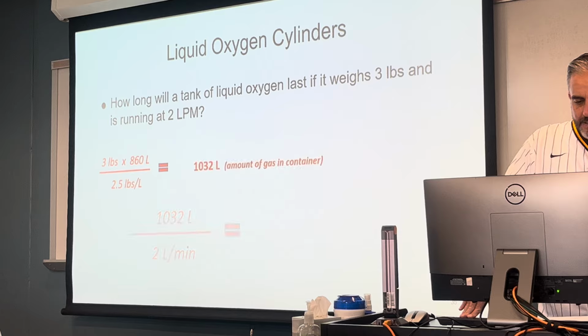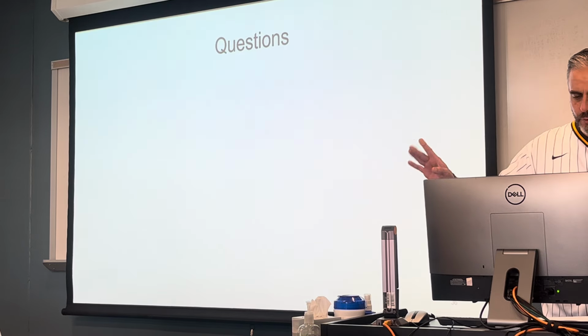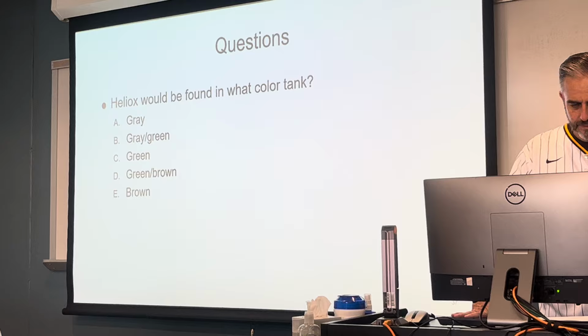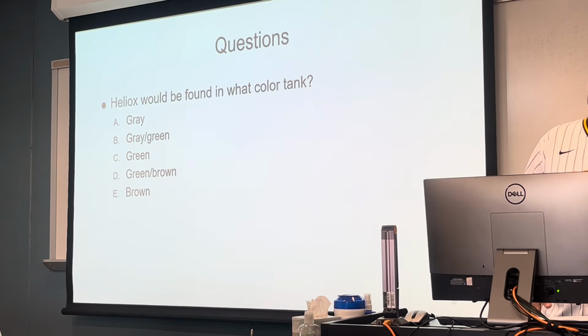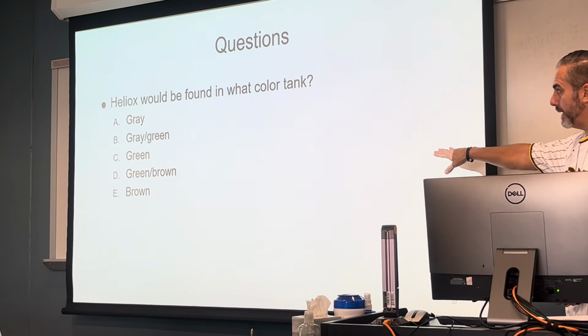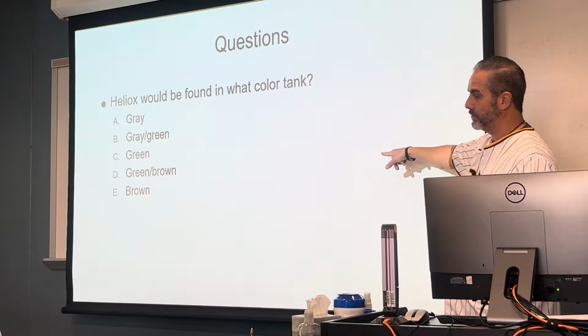All right, that was my last slide. So, a few questions. We'll do these questions, kind of wrap up. First question: heliox would be found in what color tank? Would it be gray, gray and green, green, green and brown, or brown? Heliox. Better be green and brown. If you said brown, what's in a brown tank? Helium. If you said green tank only, that's what? Oxygen. But heliox is a combination of helium and oxygen. So green and brown is the correct answer to this question. So this one's D.